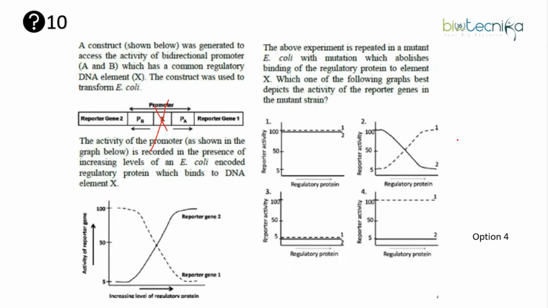So, option 4. Why option 4? This is correct. Look at this graph. Initially, the reporter gene 1 expression was very high, and then under the influence of this regulatory protein, the expression came down. Initially, the reporter gene 2 expression was very low, and under the influence, it came up. So if there is no influence, then this modification will not happen. The graph will be absolutely straight. Gene 1 expression will keep being high, and gene 2 expression will be maintained in low condition.